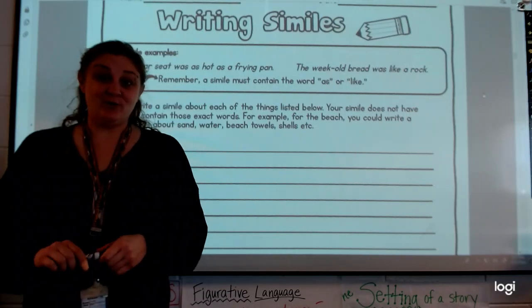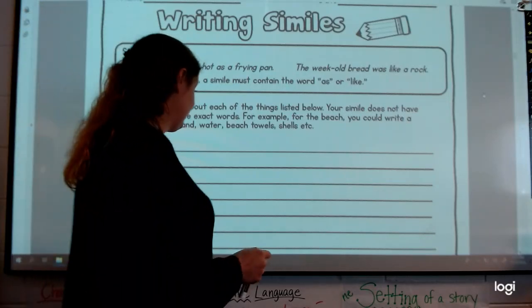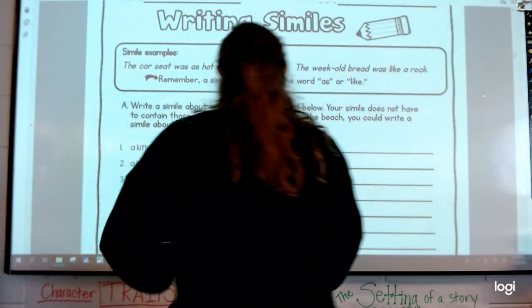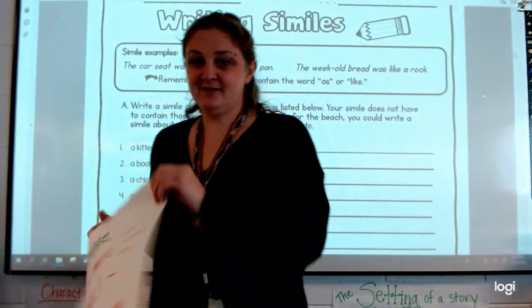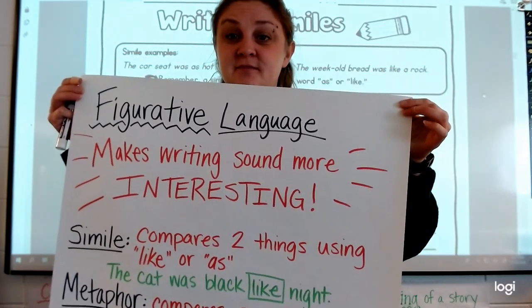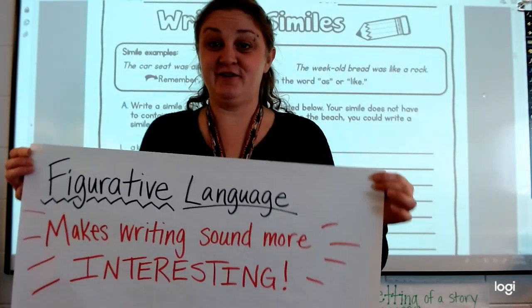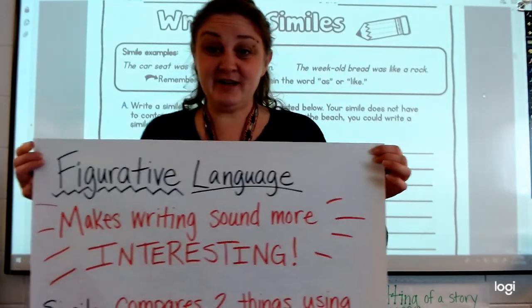In reading today, we are learning more about figurative language. So, first thing I want to show you is our figurative language poster. All right. So, figurative language makes writing sound more interesting. That is why people use figurative language. We talked about that a little bit yesterday.